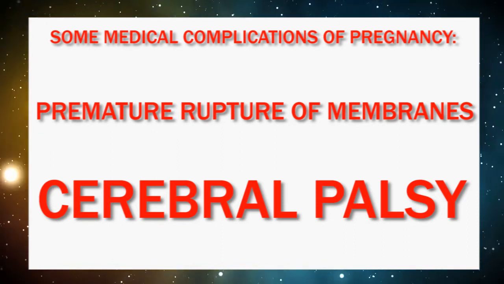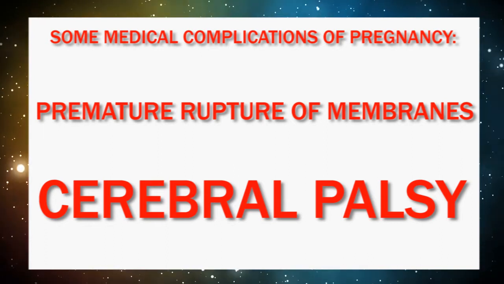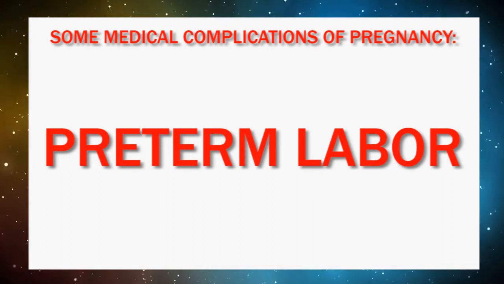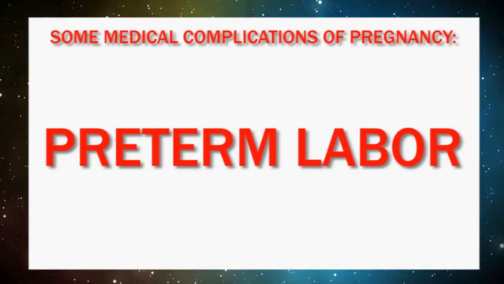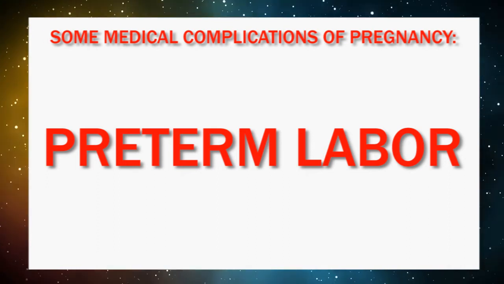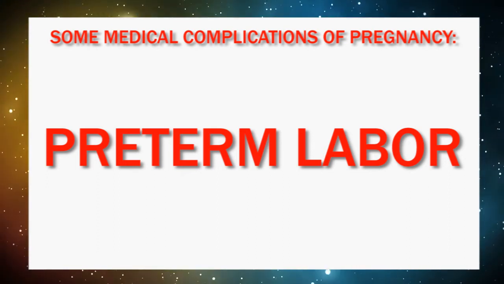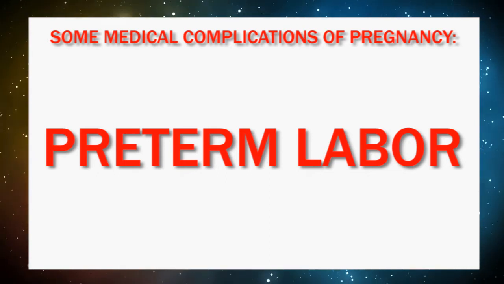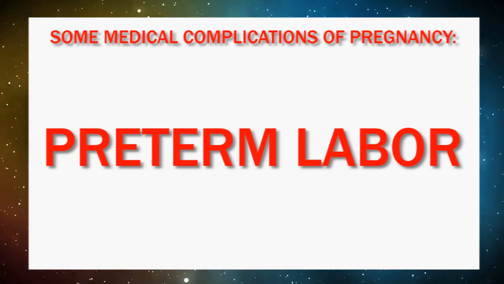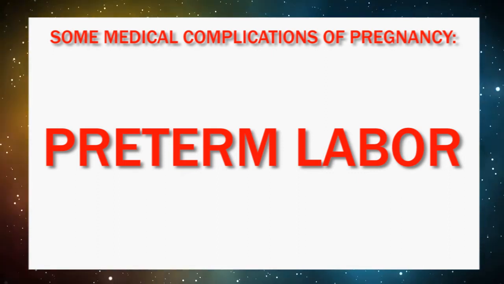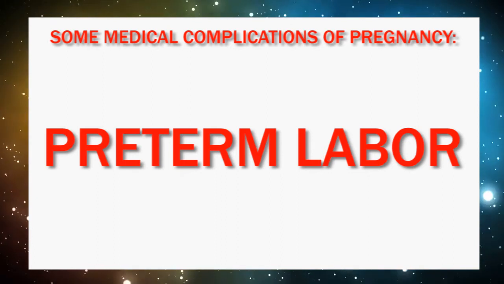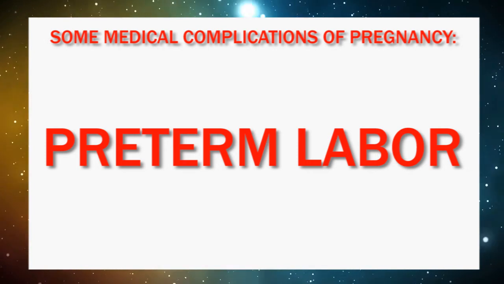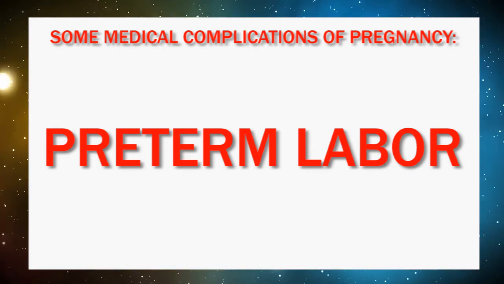Another of the many complications of pregnancy is preterm labor. This is when labor occurs before week 37. Babies born preterm generally go to NICU, and NICU stands for Neonatal Intensive Care Unit. These babies are at high risk of getting sick and dying because their organs, especially their lungs, are underdeveloped, and that may give way to what's known as respiratory distress syndrome, where the baby can't breathe well.